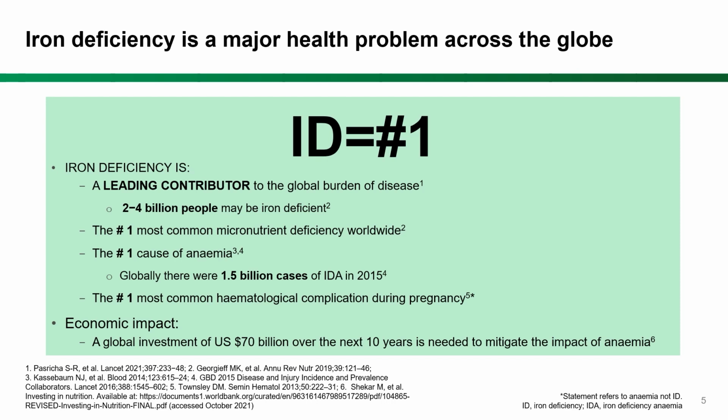2 to 4 billion people may be iron deficient, even if they're not yet anemic. It's the most common micronutrient deficiency worldwide, the #1 cause of anemia, and the most common hematological complication during pregnancy. And from an economic impact point of view, it has been estimated that a global investment of about $70 billion will be required globally to mitigate the impact of anemia over the next 10 years.